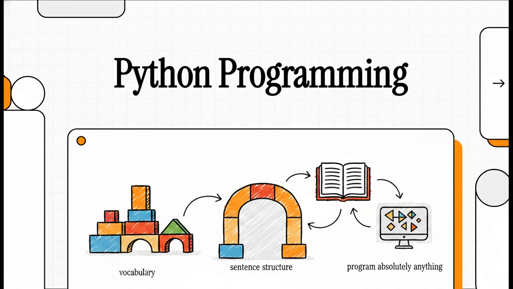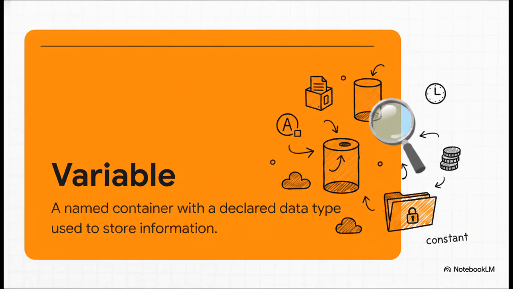You don't start out writing Shakespearean poetry, right? You start with the basic vocabulary, the grammar, the simple sentence structures. And once you have those foundational building blocks locked in, you can program absolutely anything you want. Okay, let's dive into this.